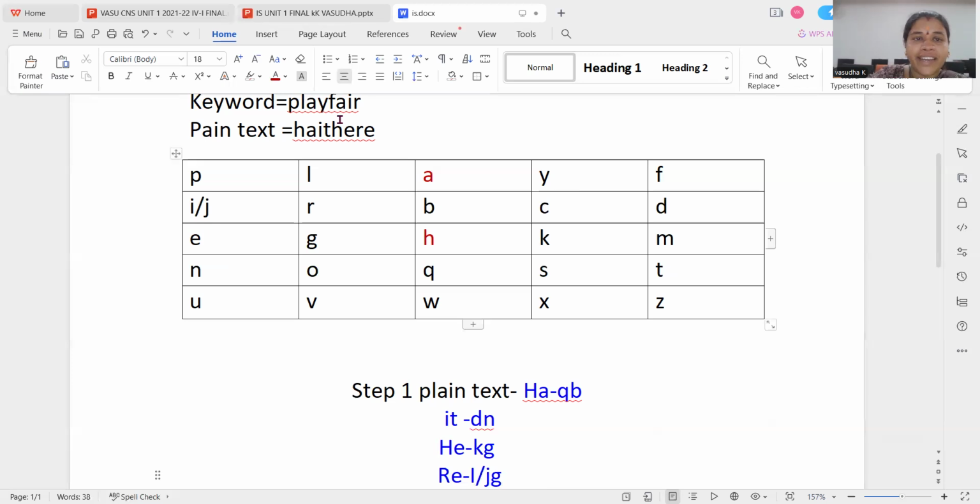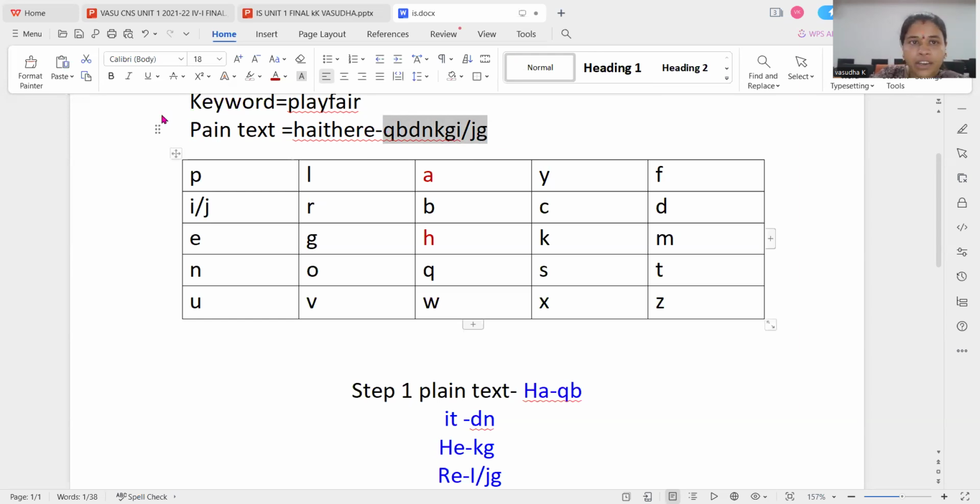So for the plain text "hi there", what will be the ciphertext? Finally, what we have found is QB, DN, KG, and finally I or J, G. We can write I or J, next G. So this is the final ciphertext for the plain text "hi there".